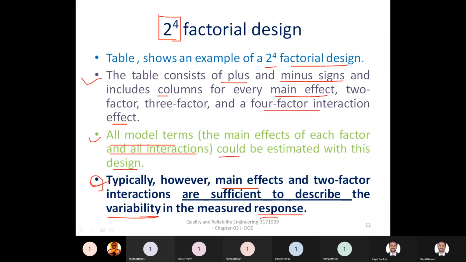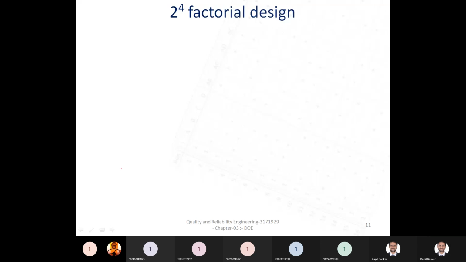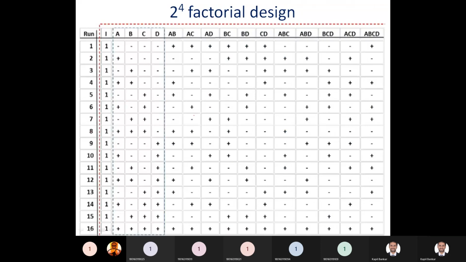Okay, so among all these effects, generally the main effect and the two-way interaction effect are sufficient to understand the variability in the design. Okay, these are not needed: the three-way interaction effect or four-way interaction effect can be omitted from your design.